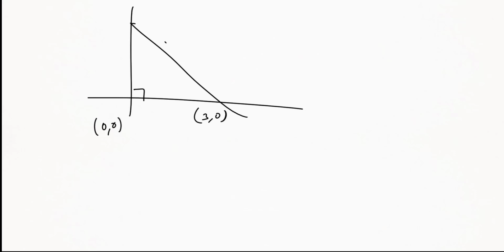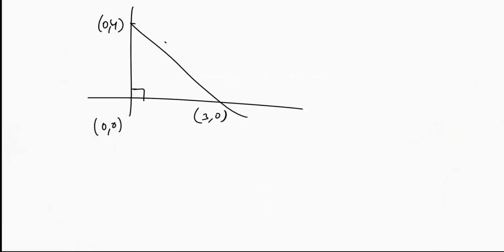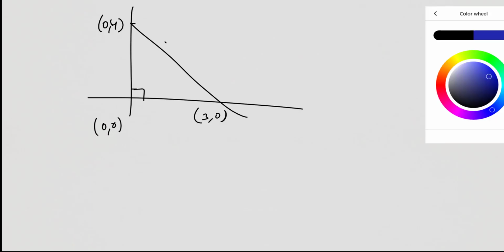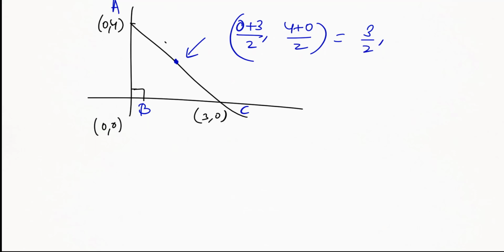This angle is 90 degrees. These are the coordinates given for question 11: (0, 0), (3, 0), (0, 4), right? We already know the circumcenter of this one will be the midpoint of the line connecting A and C, right? This will be what? (0 plus 3) over 2, (4 plus 0) over 2, that is 3 by 2 and 2. This is the answer.